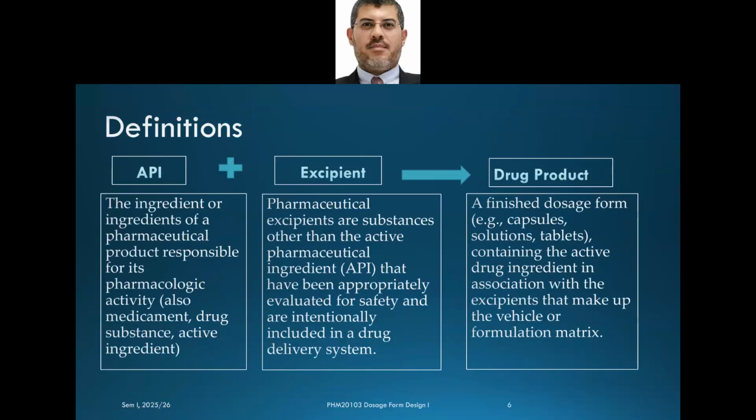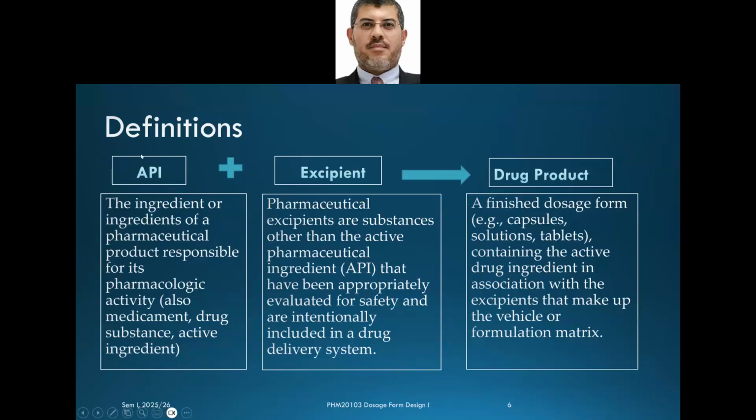So here, let's go back. I think now you imagine what's the meaning of dosage form, or drug product. A drug product is a finished dosage form, capsule, solution, or tablet, for example, ointment, cream, syrup, and so on, containing two things. It is composed usually of a mixture of the drug substance or active pharmaceutical ingredient and the excipients. It contains the active drug ingredient in association with the excipients that make up the vehicle or formulation matrix. So excipients will make the formulation matrix.